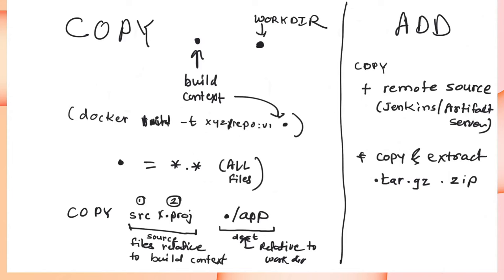Shikha says download a file and unzip also. Yes. So add performs additional functions. Perfect. So you're absolutely right, Shikha and Sai. It does two things. One is that when it copies with add, you can define a remote source, like copying a file from Jenkins or somewhere else. And secondly, if it is an archive like tar.gz, zip or whatever, it will extract at the destination.